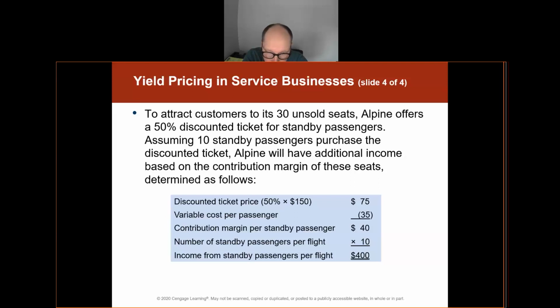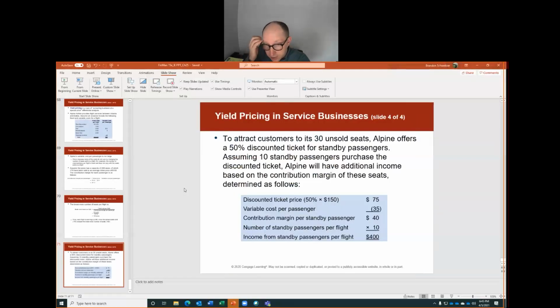Times any standby passengers per flight, income for standby passengers. You get a lot of data out of this information. So the reason why I showed you the yield concept is yield means the additional that you get, right? And so because of that, we can find any type of additional revenue from selling more. That's kind of the concept behind pricing.